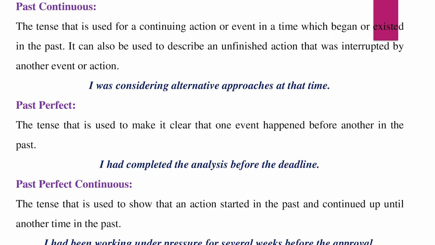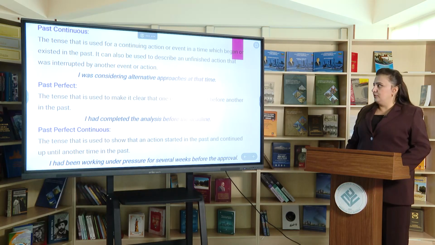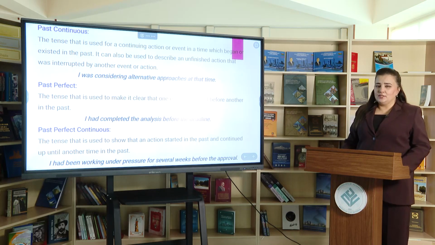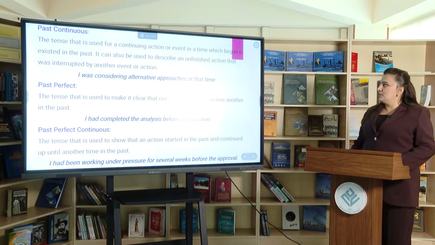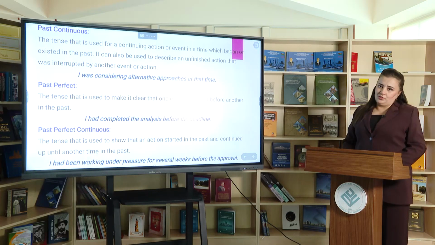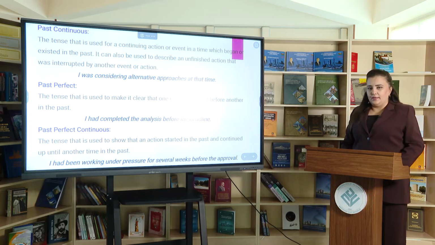Then the past continuous tense form. This tense is used for a continuing action or event at a time began or existed in the past. It can also be used to describe an unfinished action that was interrupted by another event or action. For example, I was considering alternative approaches at that time.